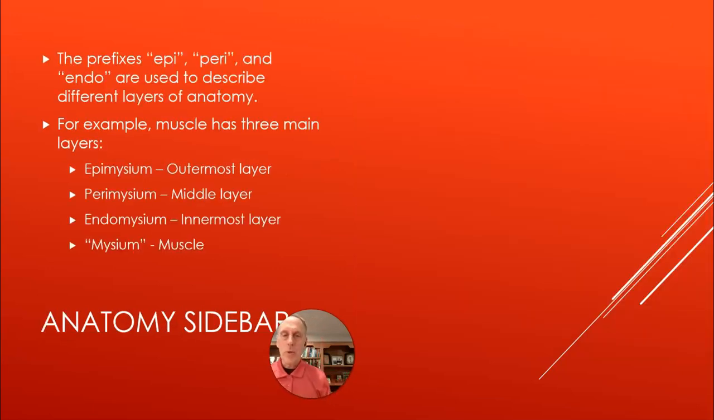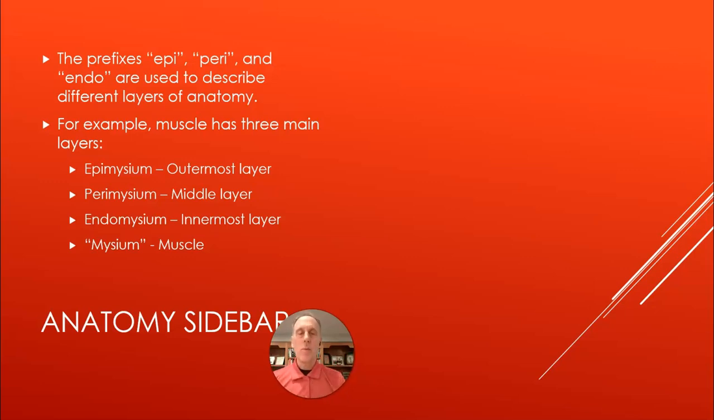I just want to take a quick moment in terms of having an anatomy sidebar here. You have different prefixes. You have epi, peri, and endo. And these are used to describe different layers. And with muscle, you have the epimysium, the outermost layer, the perimysium, which is the middle layer, and the endomysium, which is the innermost layer.